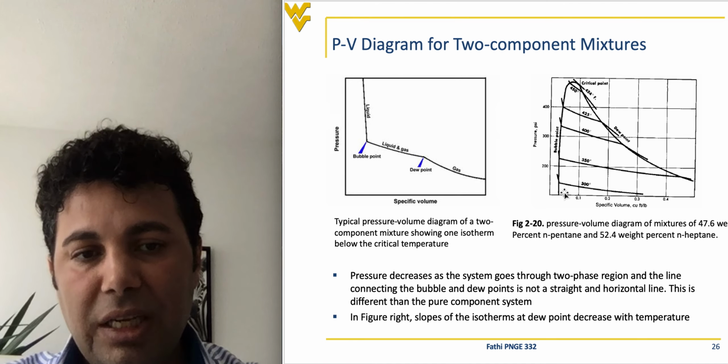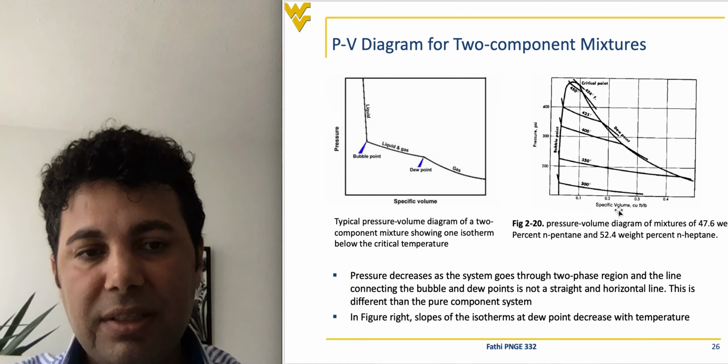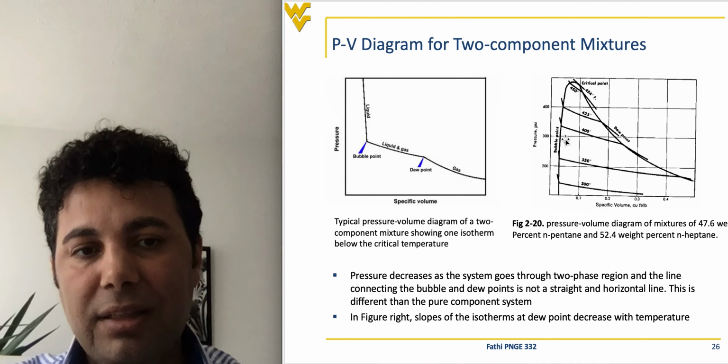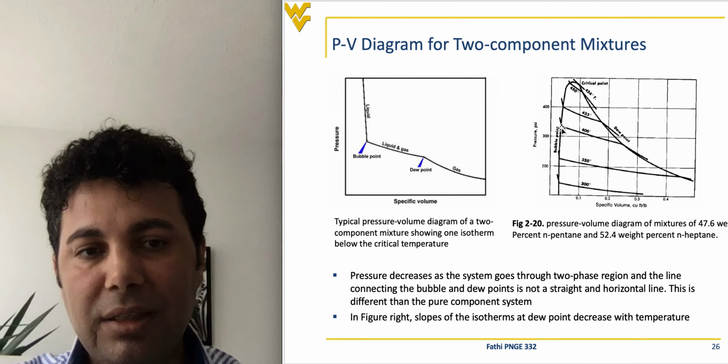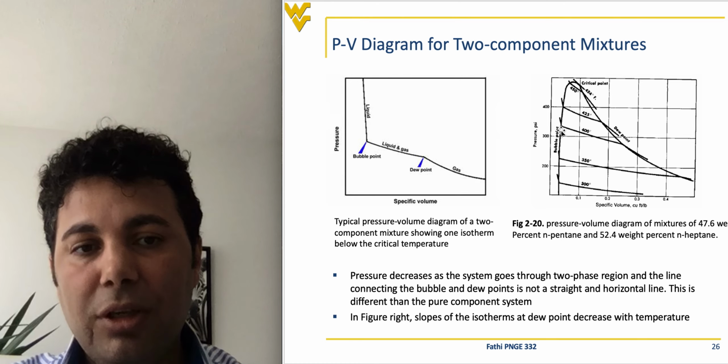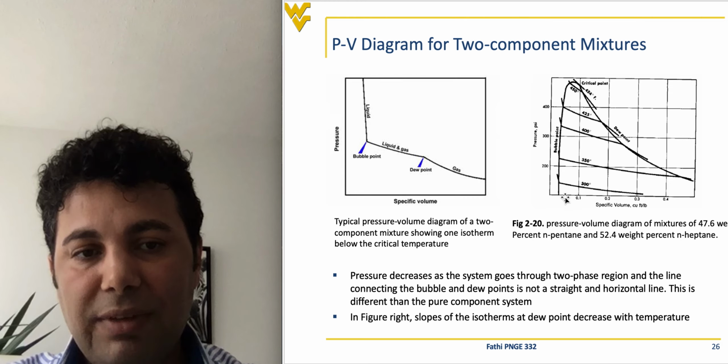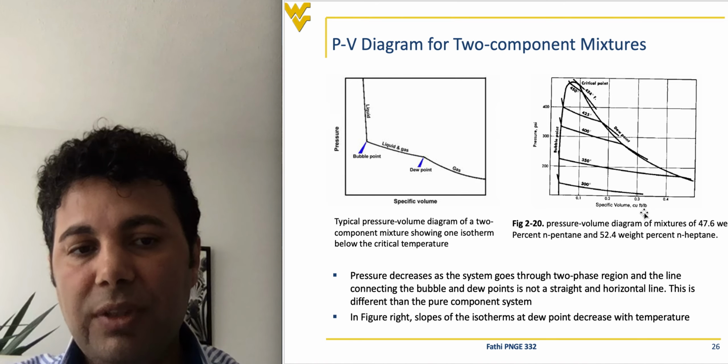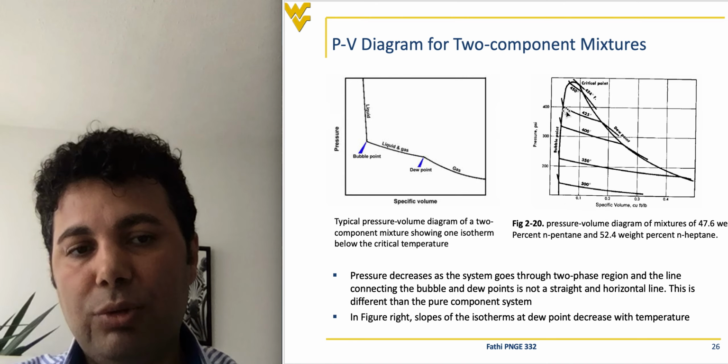So I can read here the specific volume of that liquid. At 400, if I ask you to find the density of the saturated liquid, you look at the bubble point, you read the value. Remember, this is a specific volume. A specific volume is 1 over density. This is cubic feet per pound. So to find the density, you use 1 over this number, and that becomes the density of the saturated liquid.